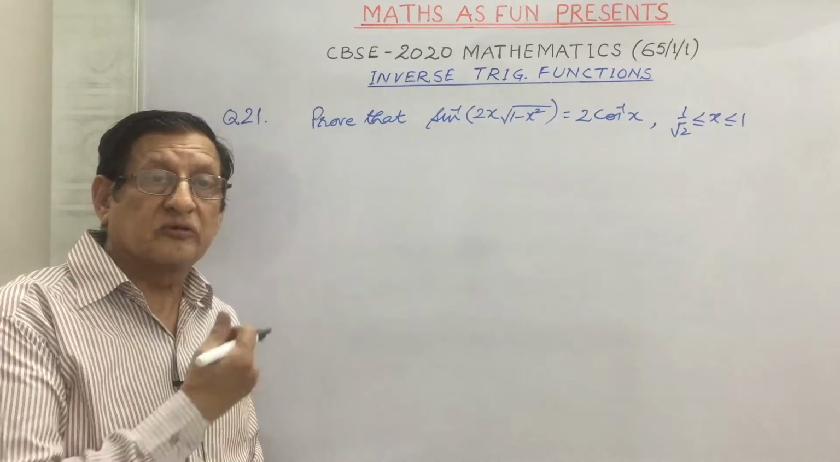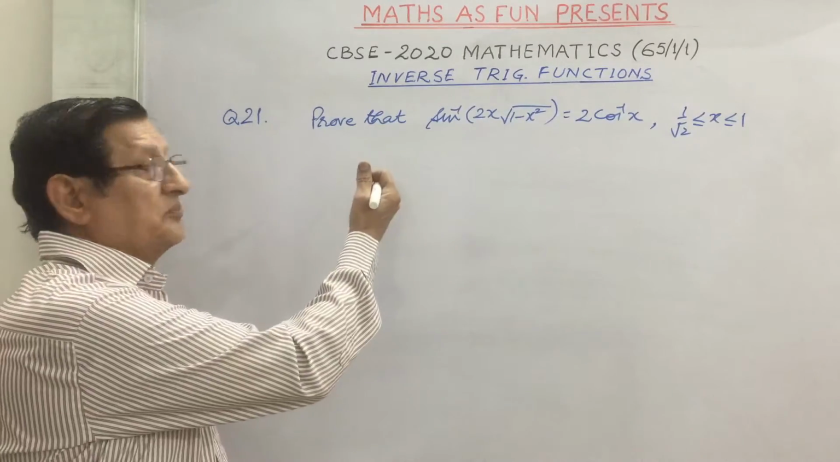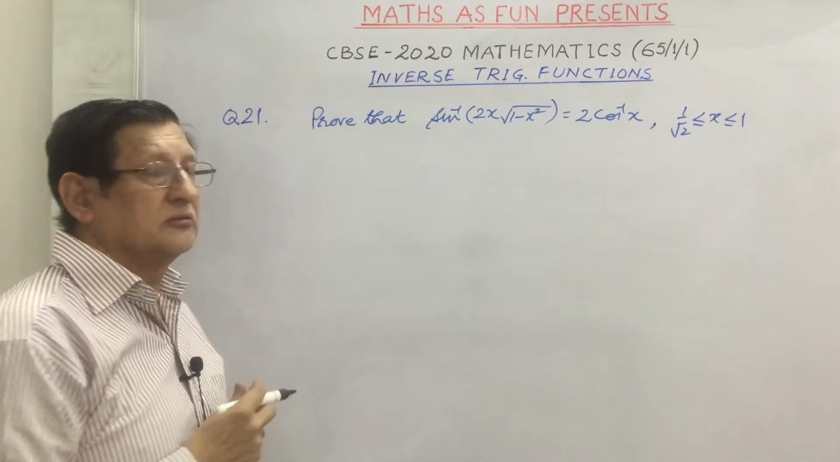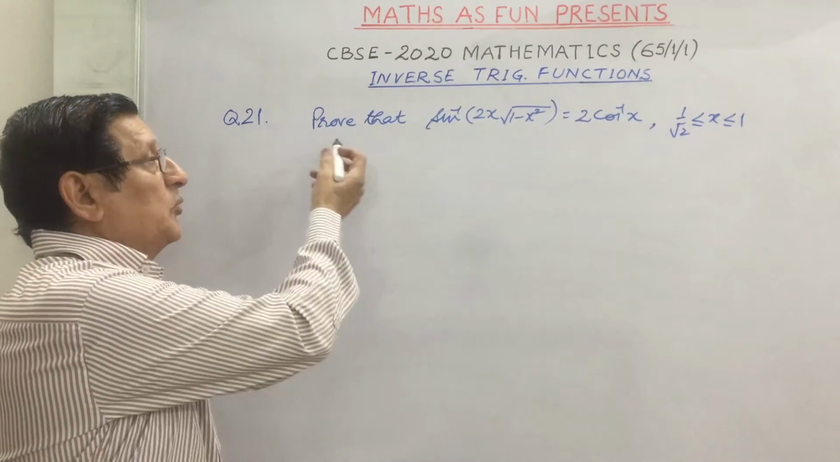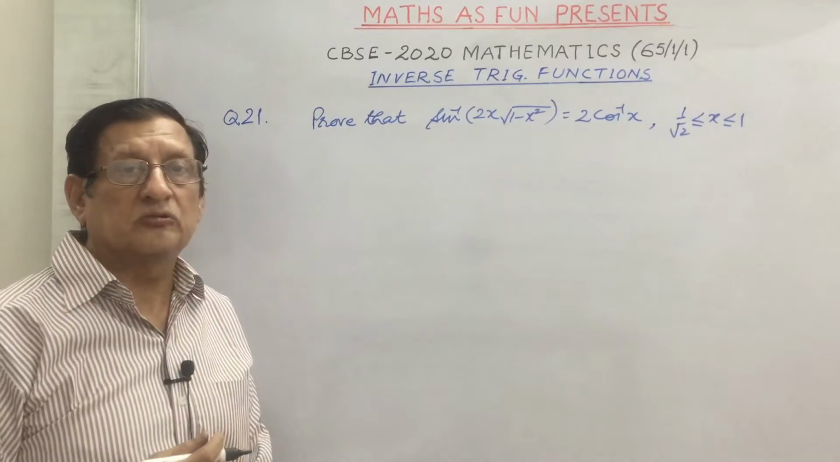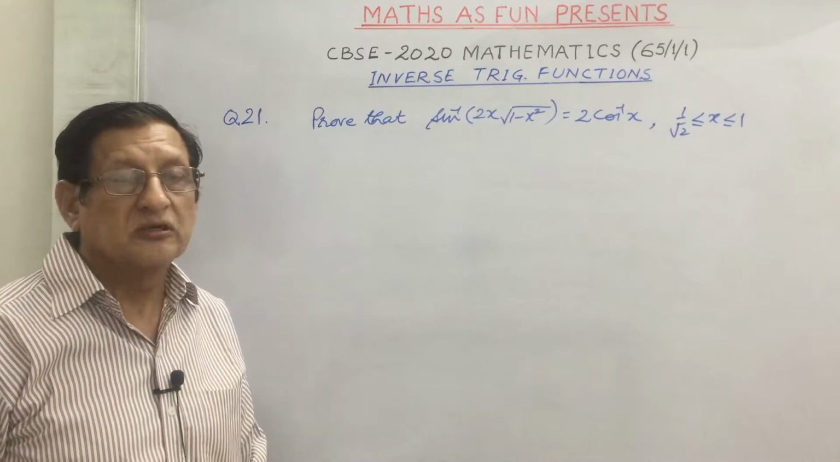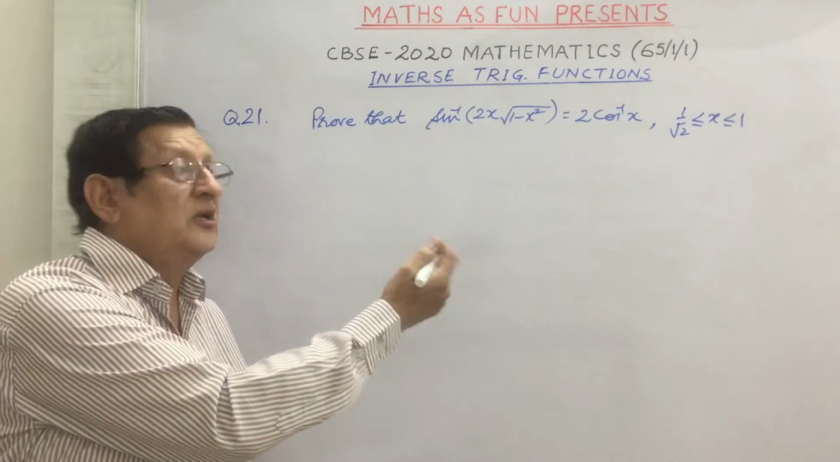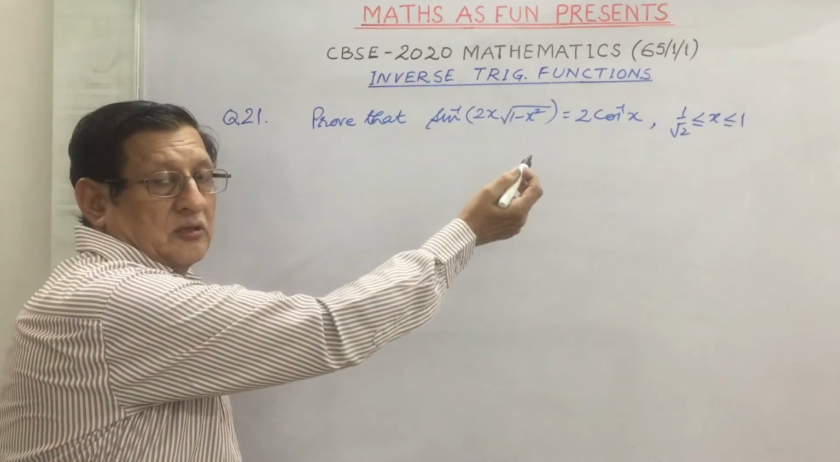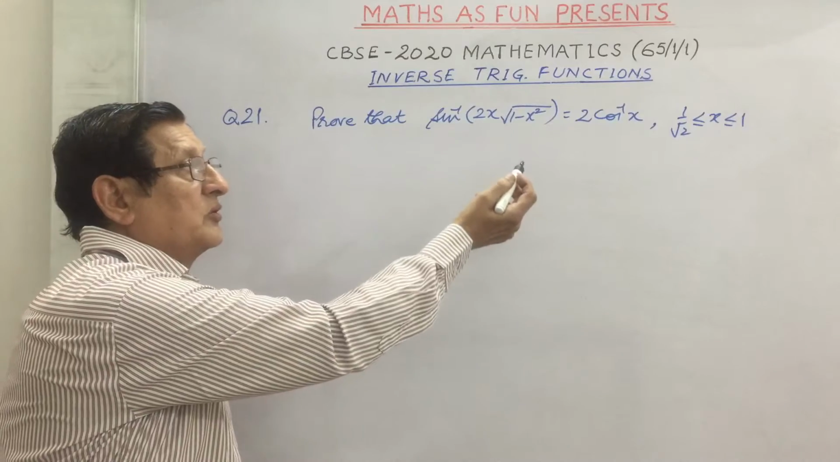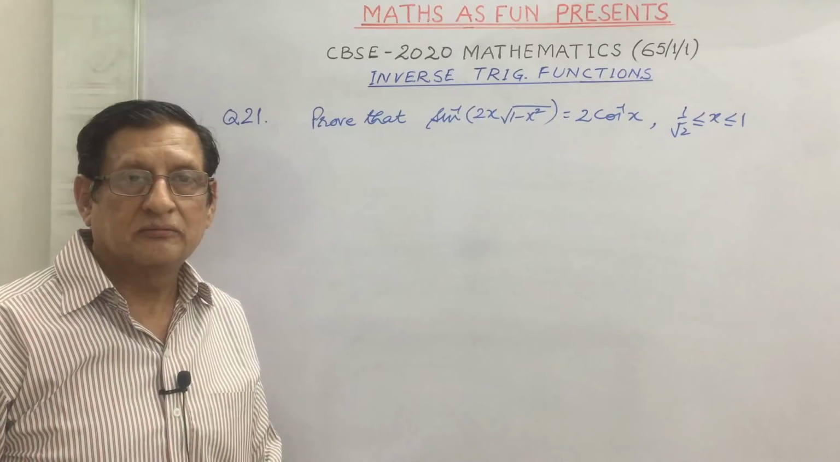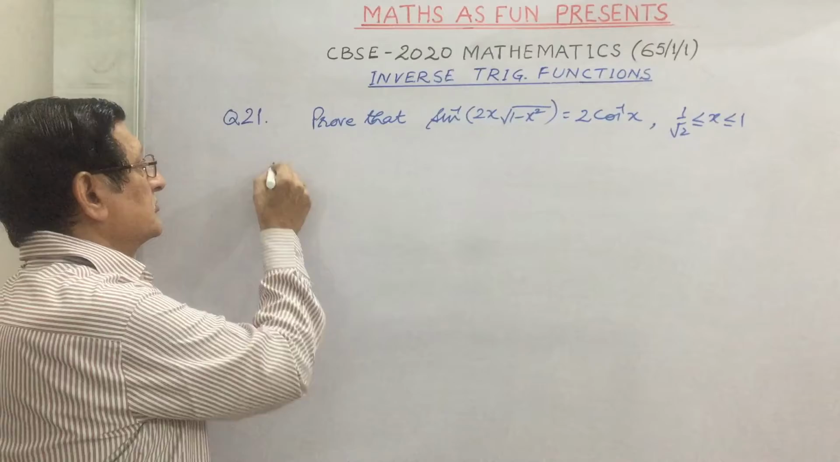The next question from this chapter was in section B, question number 21. It was: prove that sine inverse of 2x into root of 1 minus x square is equal to 2 cos inverse x, where there is a condition given that x lies in the interval 1 by root 2 to 1. Let's see the solution of it.